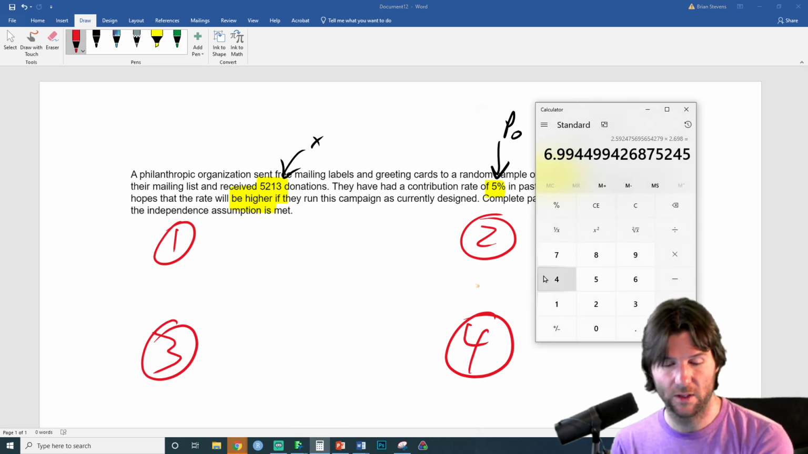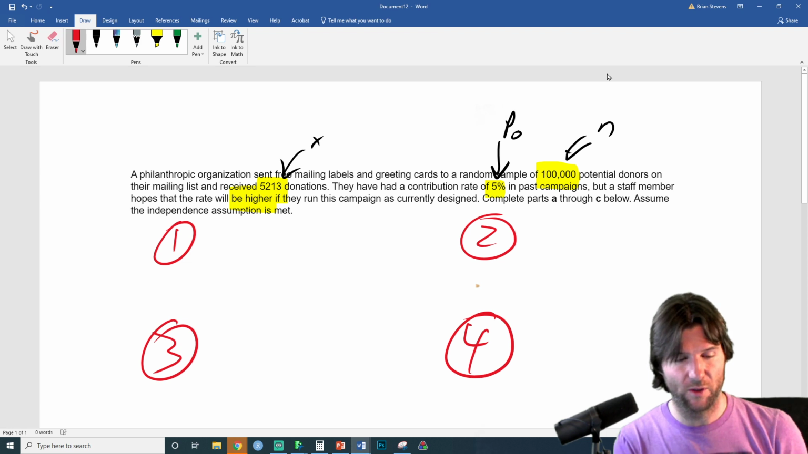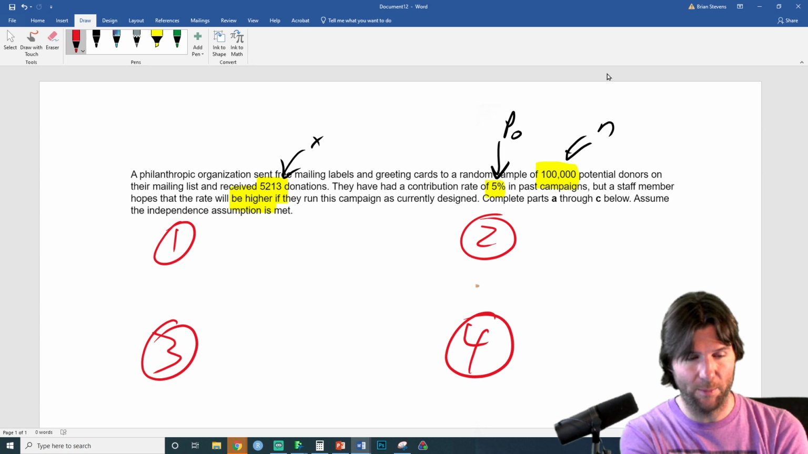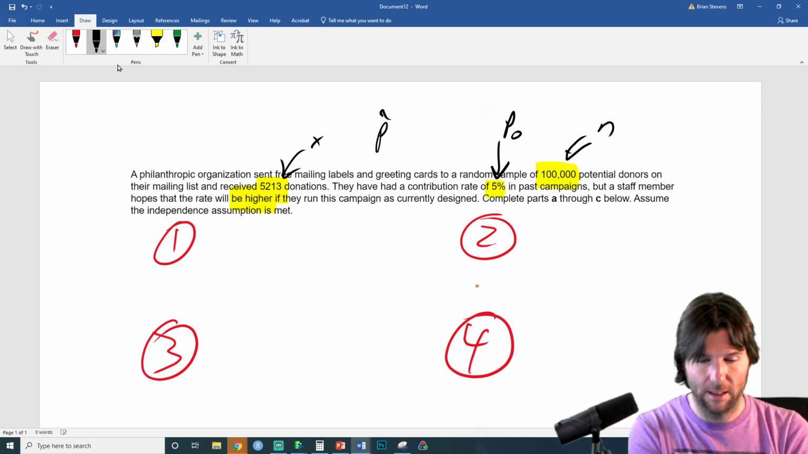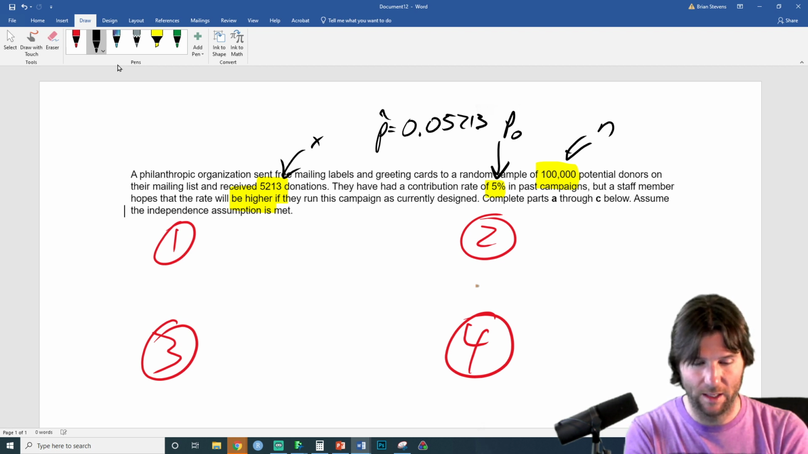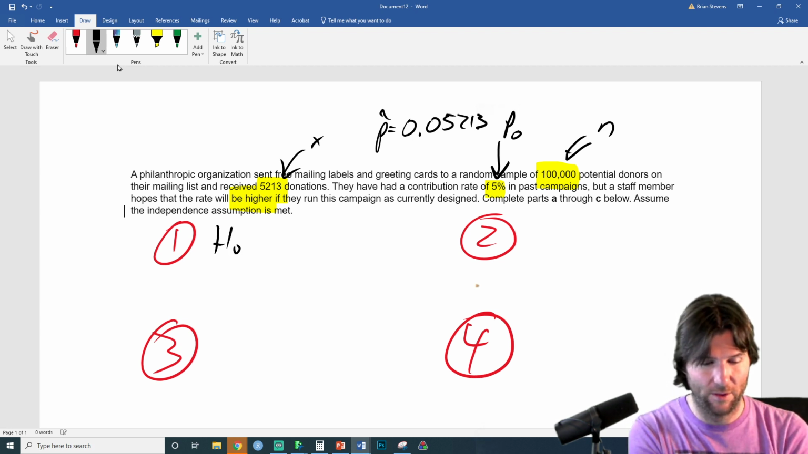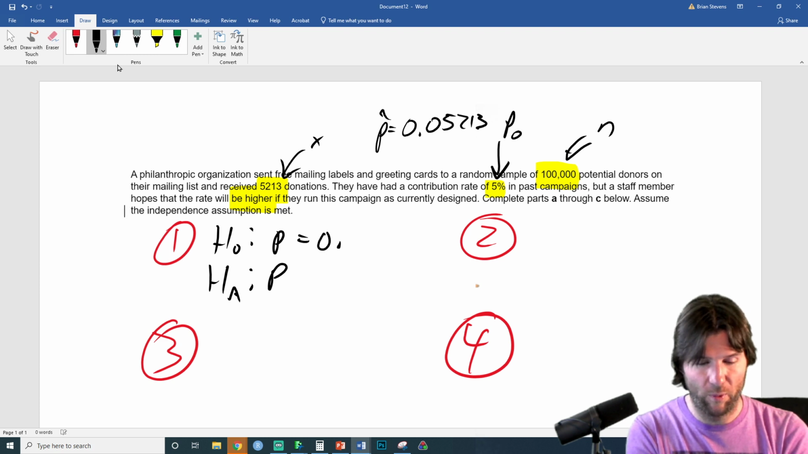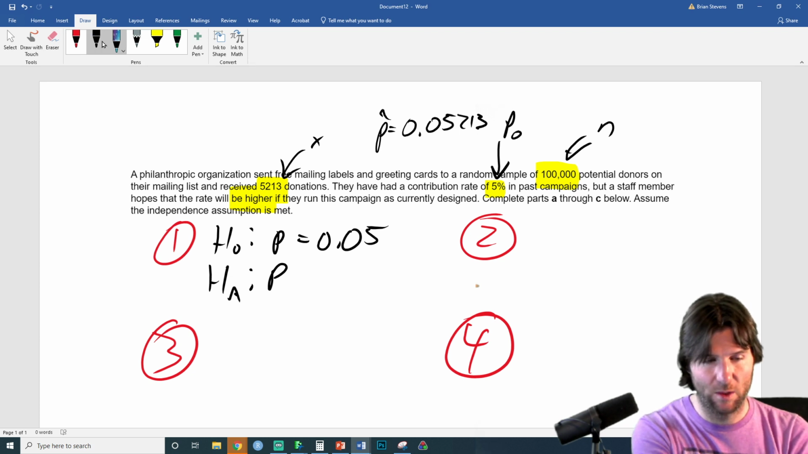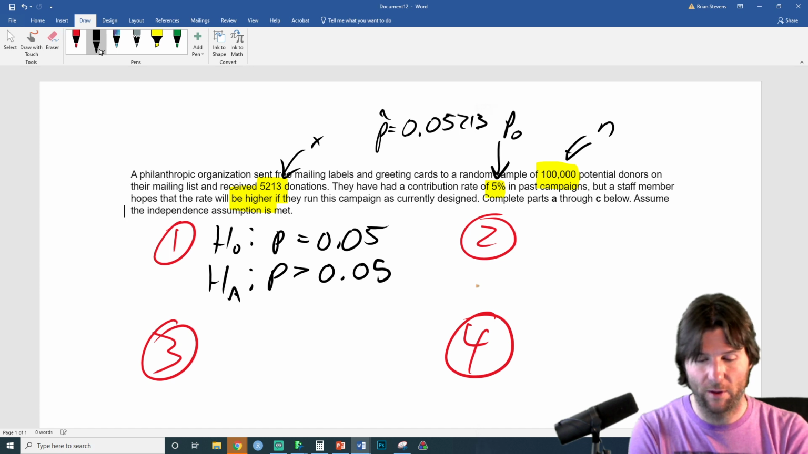So the good part is we can write our null alternative pretty easily because we're testing 5%, and then we can do p hat pretty easily. P hat is going to be equal to 0.05213. And we have here the null and the alternative, and we have to write the true proportion is equal to 0.05 because that is p naught. P naught is what we're saying it's equal to. And then we would say we want to see if it's greater than this. They're trying to see if it's greater than that value.